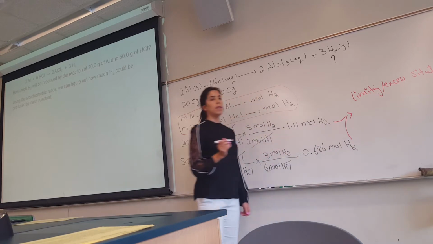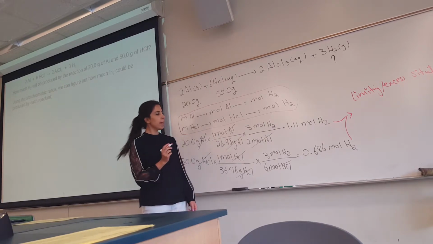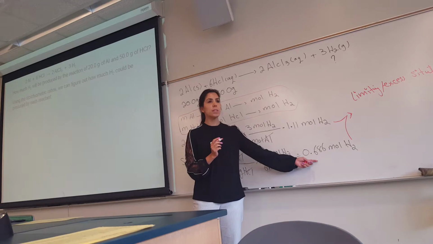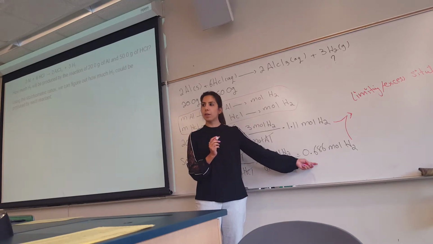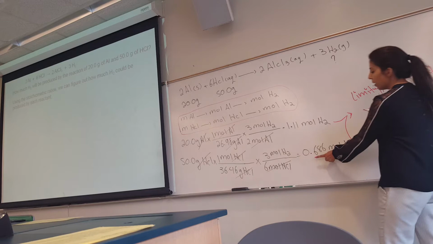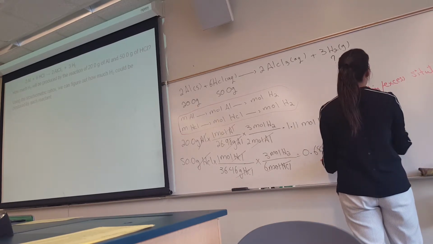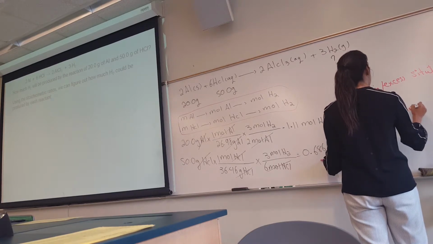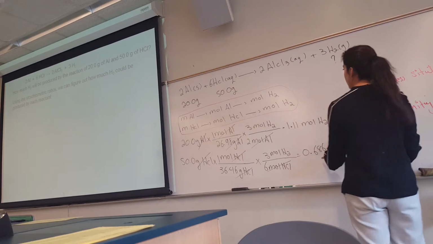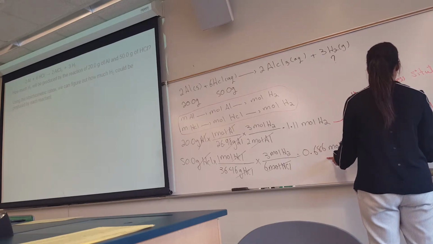Now, the next step is to find out which one is limiting and which one is the excess reactant. The reactant that gives you the least amount of product is going to be your limiting reactant. So from here, since hydrochloric acid is giving you less hydrogen gas, hydrochloric acid is your limiting reactant. And since hydrochloric acid is limiting, it means that aluminum is in excess.